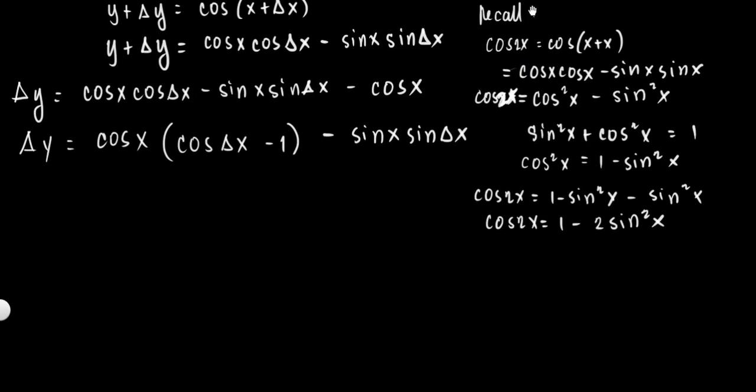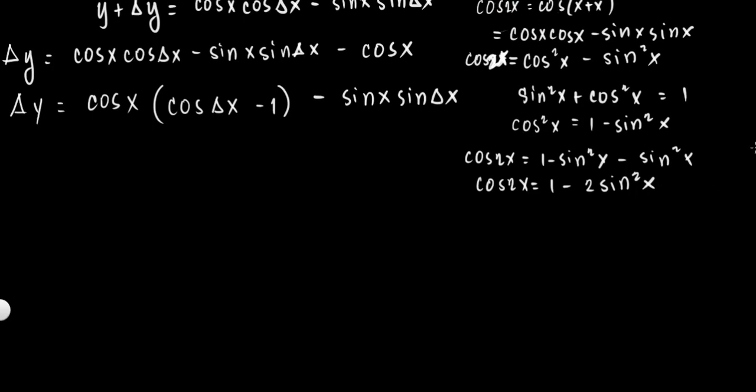Okay. Now, cosine 2x, lipat yung 1, minus 1 equals minus 2 sine square of x. Okay? But ang kailangan natin is cosine delta x minus 1. So wala ritong coefficient na 2. So paano gagawin natin dito?